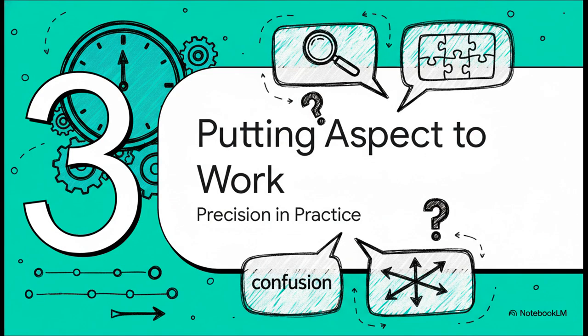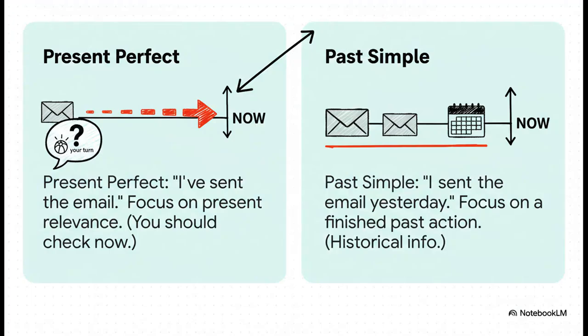Okay, so let's see how this actually works in the real world, because understanding aspect is what really takes your English from just being okay to being incredibly precise. We'll look at a couple of classic examples where aspect changes everything. Think about this in a work situation. If you tell your boss, "I've sent the email," you're using the perfect aspect, and that signals that this action has relevance right now. It basically means it's done and now it's your turn to act. But if you say, "I sent the email yesterday," using the simple aspect, it's just a fact from the past. It's history, totally disconnected from this moment.